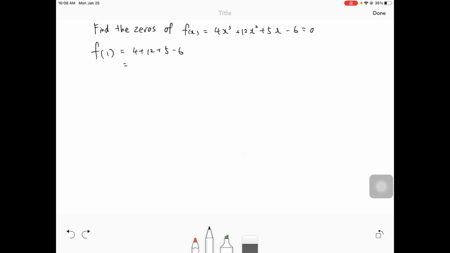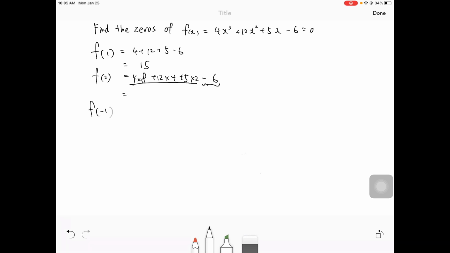Which is 16, 15. So this is not a factor. Let me plug in 2. Oh, that's kind of annoying. 4 times 8 plus 12 times 4 plus 5 times 2 minus 6. There's only one negative number, so it cannot be 0 because these are so big.